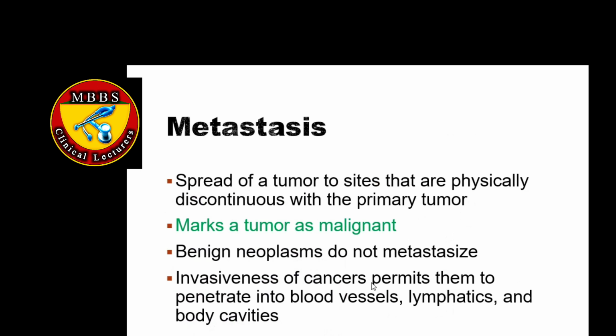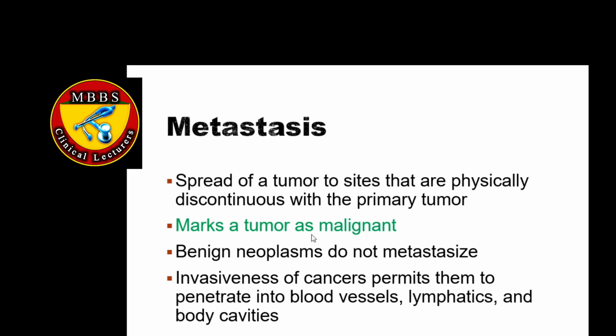So what is metastasis? Spread of a tumor to a site distant from the primary tumor. It marks a tumor as malignant. Say, for example, the person has cancer of the colon, and metastatic nodules are found in the liver. Then it is known as metastasis, because the primary was in the colon and the secondary was found in the liver. It marks the tumor as malignant.